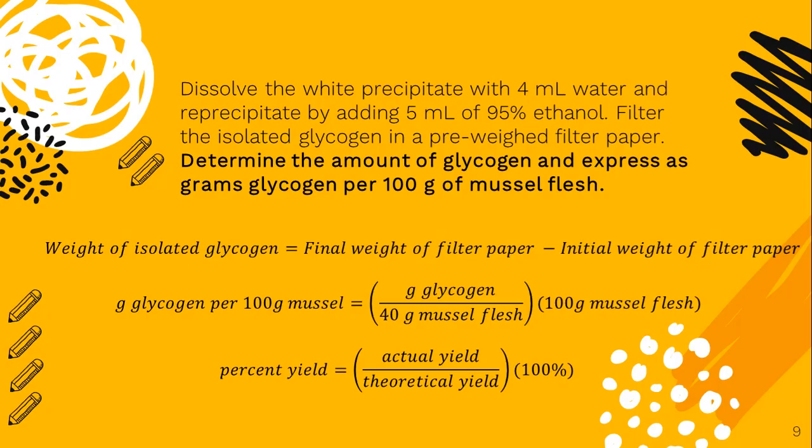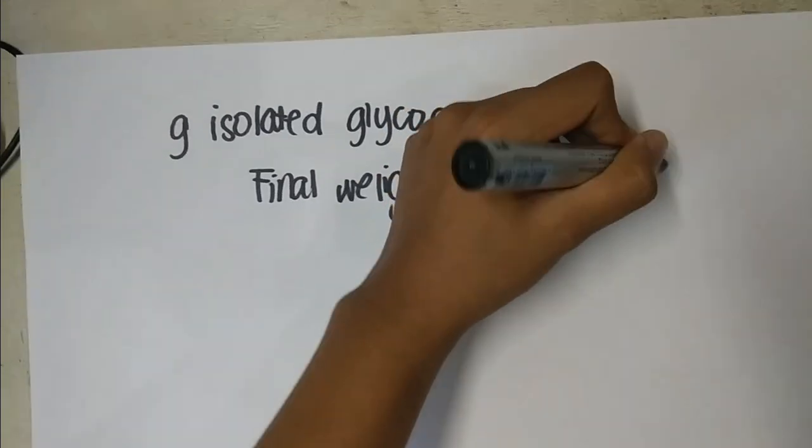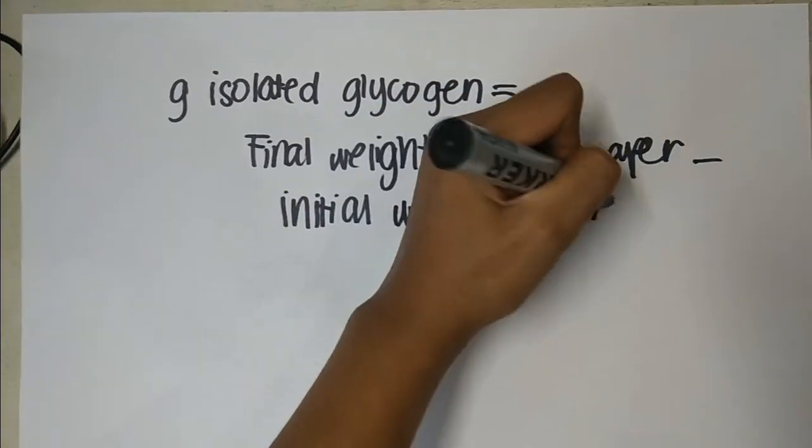The isolated glycogen was placed in a pre-weighed filter paper, let dry, and then weighed again. The weight of isolated glycogen is equal to the final weight of the filter paper minus the initial weight of the filter paper.